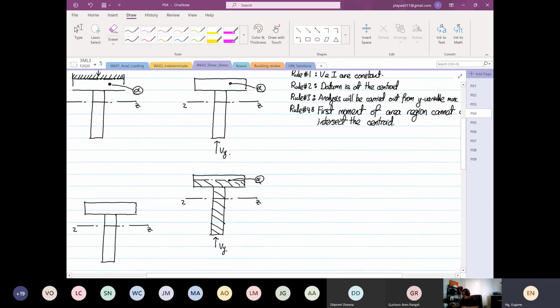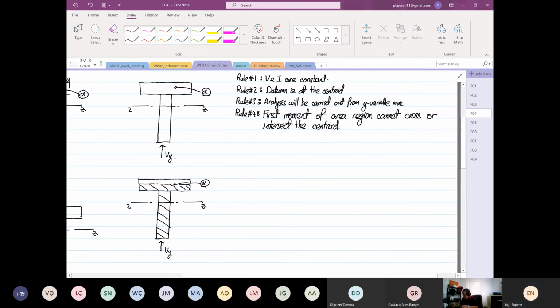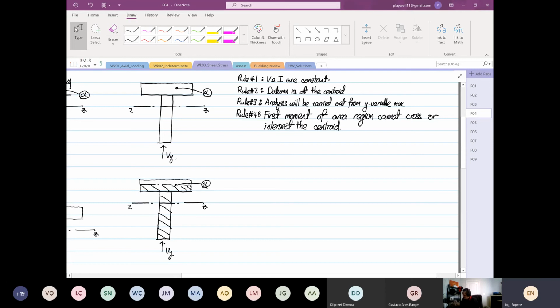Now, question for you all. Which rule did we break? Anyone? V over I are constant. Datum is the centroid, correct. Analysis will start from the y variable. So you look at this, y variable max here. This is where you have your y max, and on top of here, this is also your y max, right? Then rule number 4: first moment of area cannot cross or intersect the centroid. So for this analysis over here, we break rule number 4. This is incorrect.